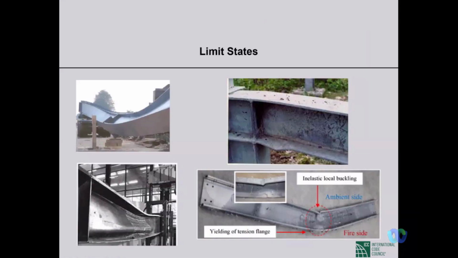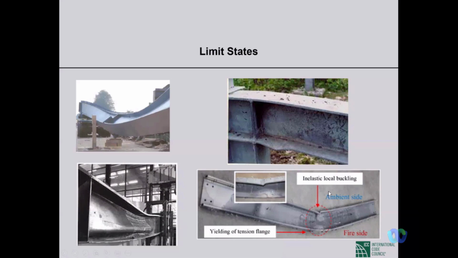Now the limit states are the different figures. Like here you see on the top left, that is lateral torsional buckling. As it buckles, it twists sidewise. This is lateral torsional buckling. On the right side at the top, you can see the flange has locally buckled, bottom flange. On the left side at the bottom, you see that the web has buckled, web buckling.